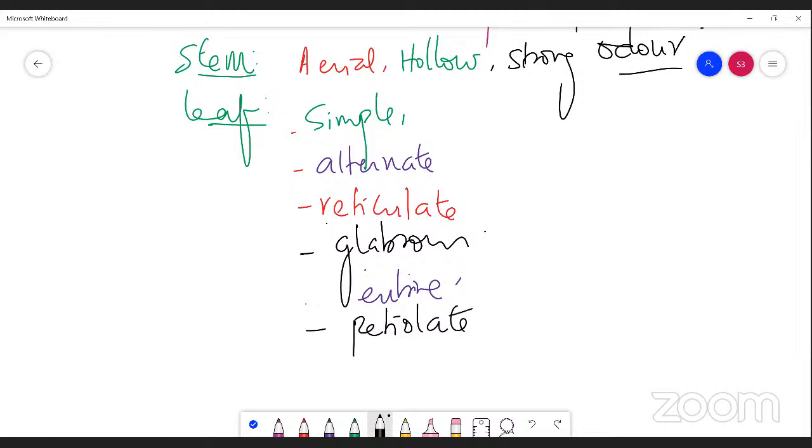While describing all the characters of a leaf, just recall what you have studied in plant morphology. Could you tell me any characteristics of leaf? Yes, students. We're talking about the leaf of Datura metel. Type of leaf is simple. Type of phyllotaxy is alternate.